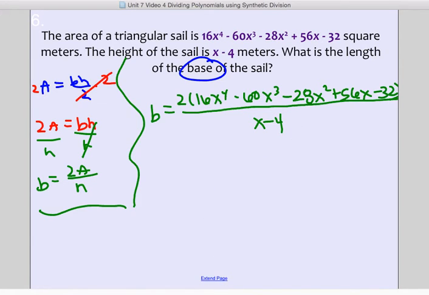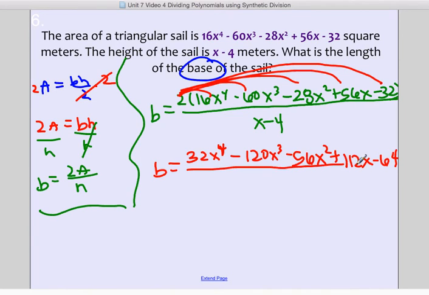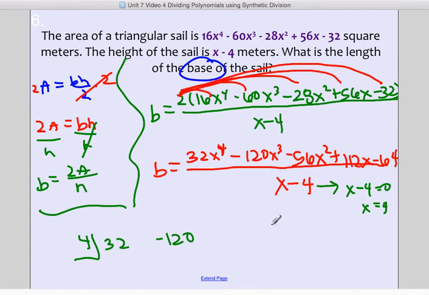So I need to multiply that 2 out. So 2 times 16, we have 32x to the 4th, minus 2 times 60 is 120x to the 3rd, minus 2 times 28, that's going to give us 56x squared, plus 2 times 56 is 112x, and 2 times negative 32 is negative 64, all over x minus 4. Once again, this is not easily factorable, so I'm going to go ahead and do synthetic. Take x minus 4 equals 0, so in my little box I have 4. Then I would have 32, negative 120, negative 56, 112, and negative 64.